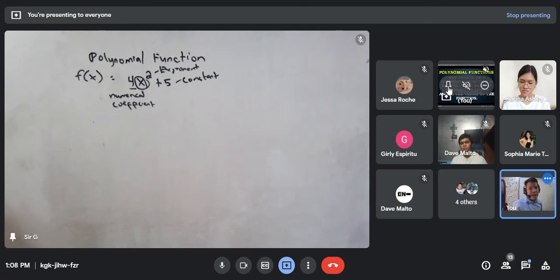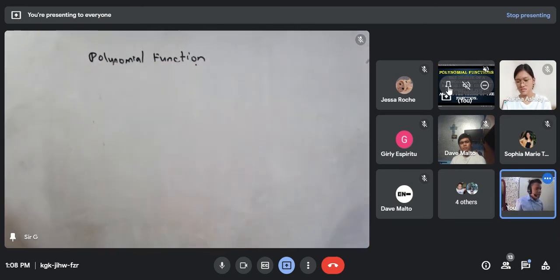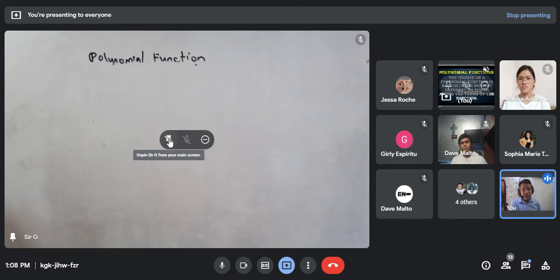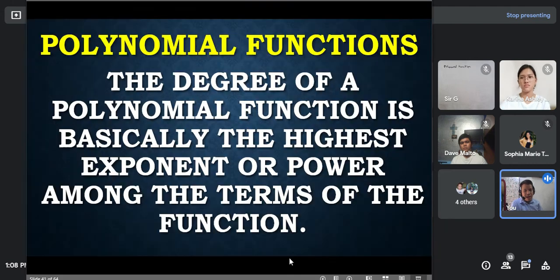Hindi naman tayo magpo-focus dyan. Tandaan nyo, hindi tayo magpo-focus dito. Ni-review ko lang yung stock knowledge natin kung ano yung sinasabi nating polynomial, para meron na tayong idea about sa topic po natin. So, we have the types of function. Ang pinaka-general term dito is polynomial function. Meron pang under si polynomial function, classification na malalaman natin based doon sa kanilang exponent.